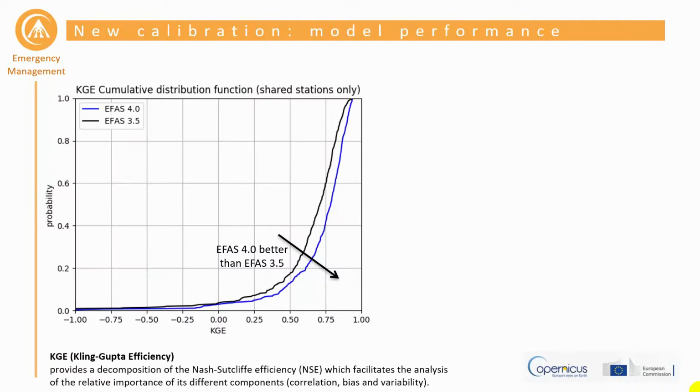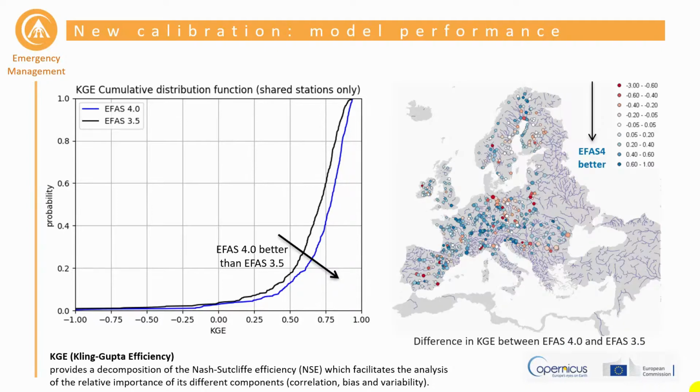Following this new calibration, model performance has increased for most stations and catchments with respect to EFAS 3.5, which is the previous EFAS version. Here, you can see the cumulative distribution function of model performance for all stations for both EFAS 3.5 and EFAS 4.0, as measured by the Kling-Gupta efficiency metric. This measure explicitly evaluates three key components of the model performance: correlation, bias, and variability. A KGE value of 1 is achieved when the model fits the observations perfectly. As you can see, EFAS 4.0 efficiency values are consistently higher than those of EFAS 3.5.